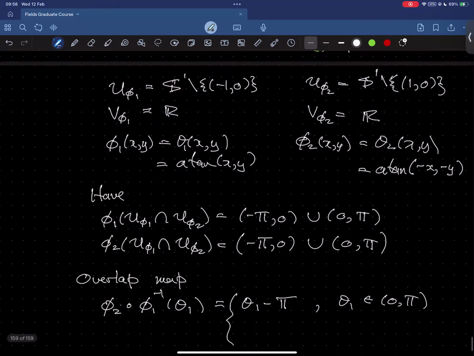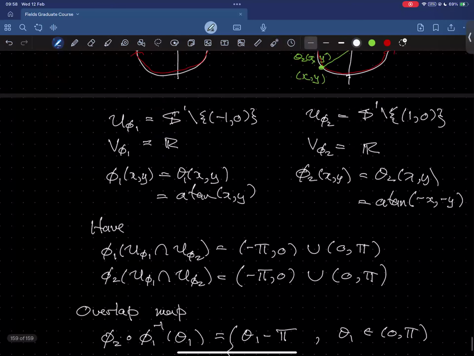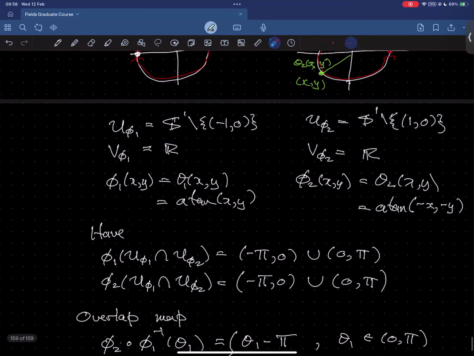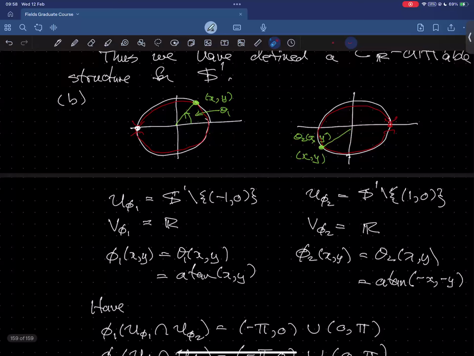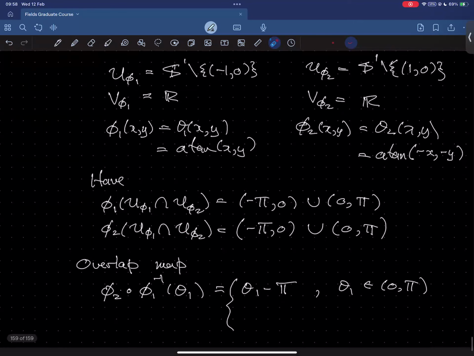Okay, so let's just double check that that makes sense. When theta 1 is equal to pi, that corresponds to this point, and so theta 2 at that point should be 0, which it is. Okay, so that makes sense.